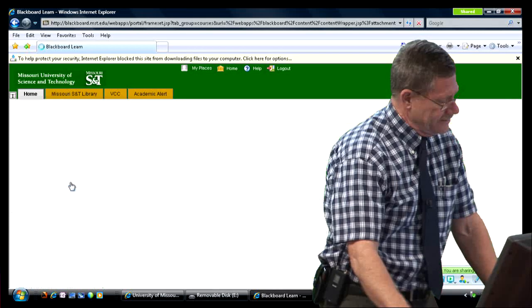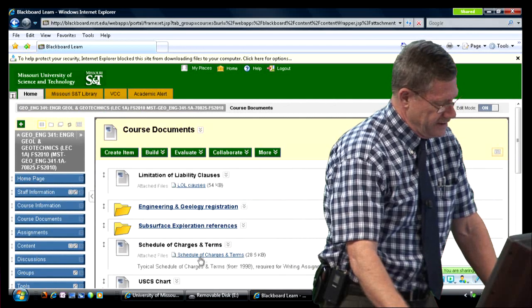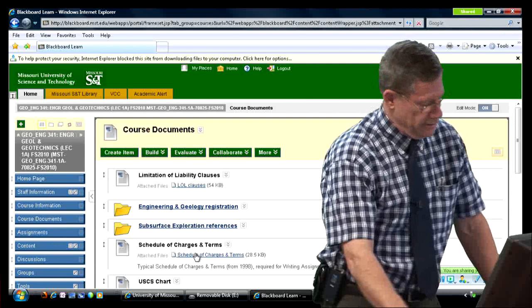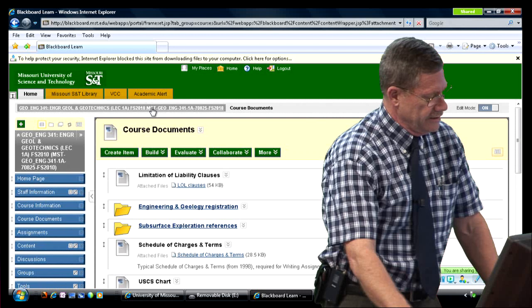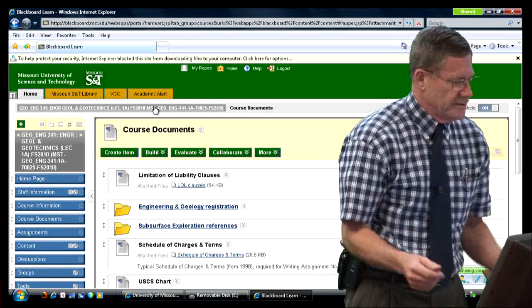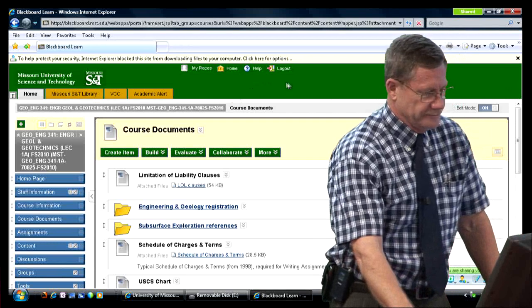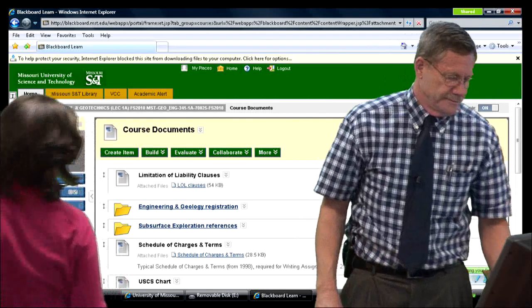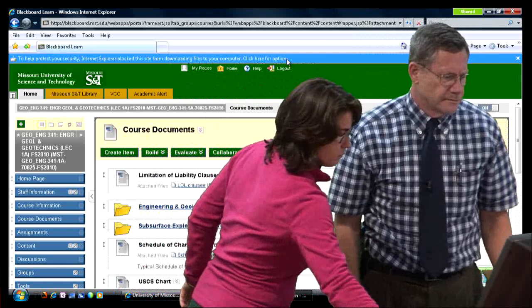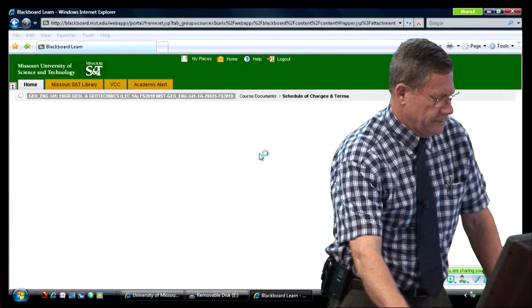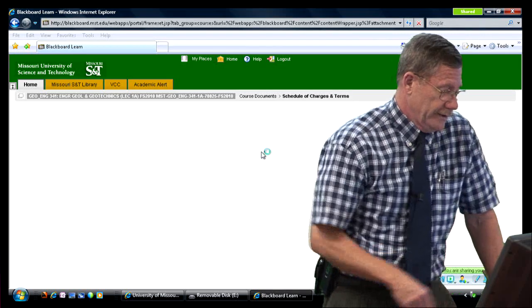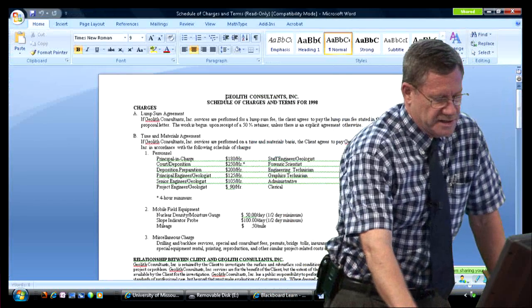Course documents. Huh. Are these things not in there? You need to click on the yellow. Click on up here? Where it says to help protect your security. I don't know. Someone's got to come up here and show me. I can't hear the guy back there. So, sorry. Download file. Okay. Thank you. Wow. All right.